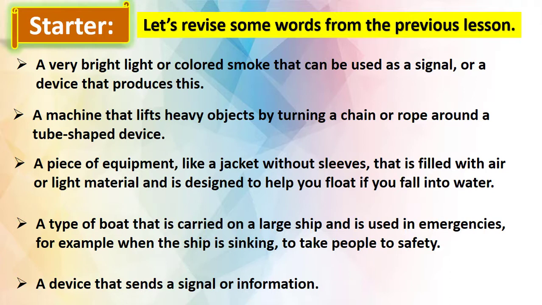Welcome back, my dear students. Now let's check your answers. A very bright light or colored smoke that can be used as a signal or a device that produces this. Flare, good. A machine that lifts heavy objects by turning a chain or rope around a tube-shaped device. Winch, good. A piece of equipment like a jacket without sleeves that is filled with air or light material and is designed to help you float if you fall into water.